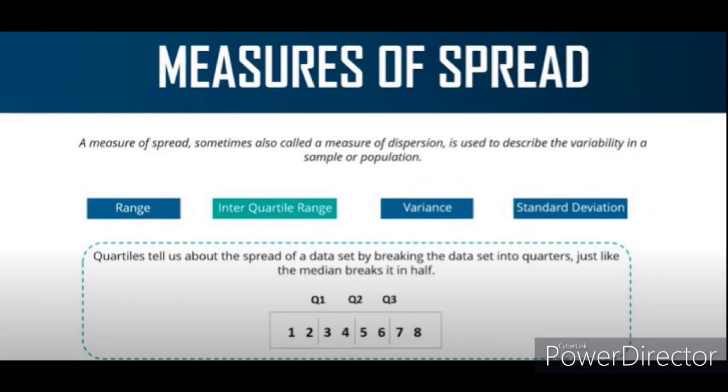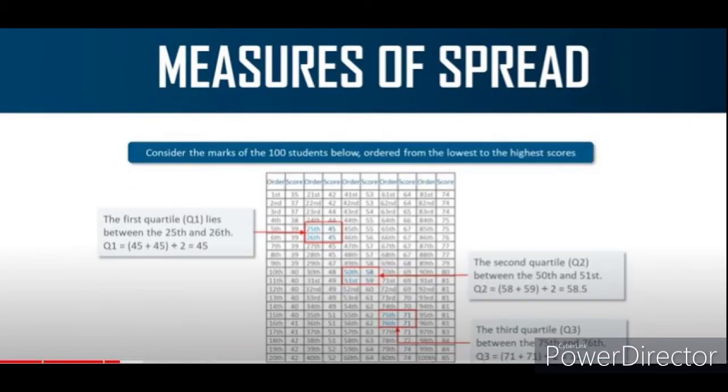Now, this dataset represents the marks of hundred students ordered from the lowest to the highest, right? So the quartiles lie in the following ranges. The first quartile, also known as Q1, lies between the 25th and 26th observation. Both values are 45. When you add them up and divide by 2, you still get 45.